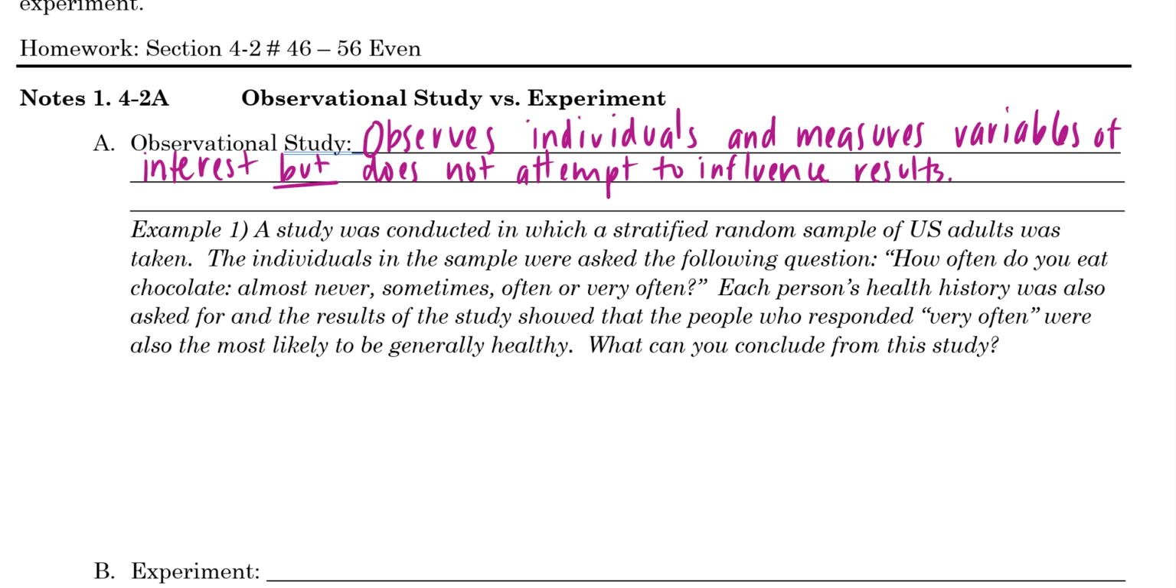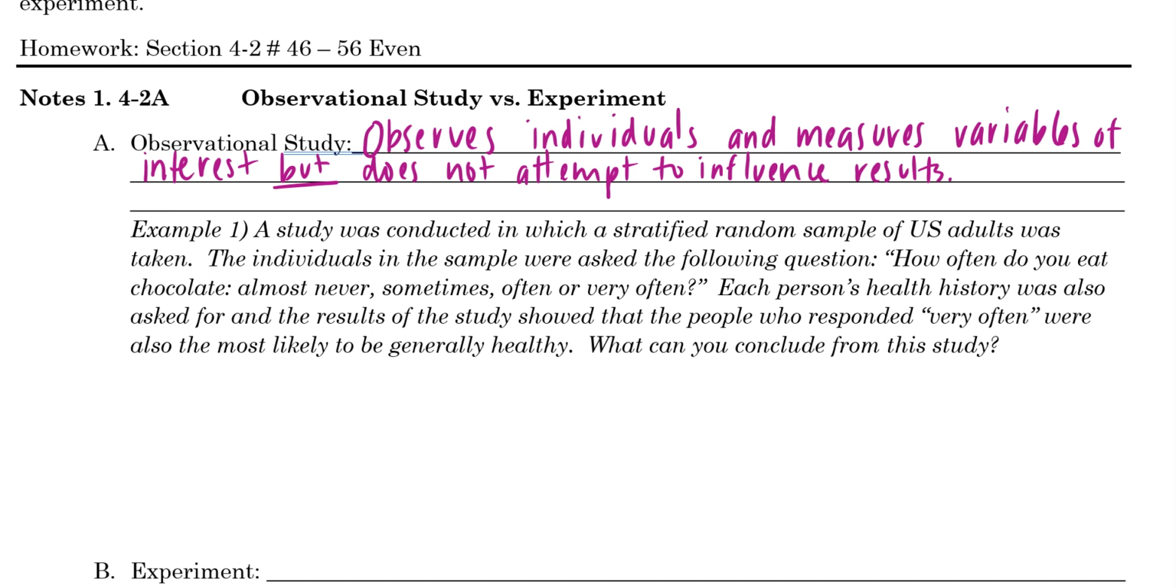So, for example, if I were interested in, I don't know, knowing who people were going to vote for in the next election, I might take a random sample and ask them. I'm not attempting to influence who they're going to vote for. I'm just simply asking them.